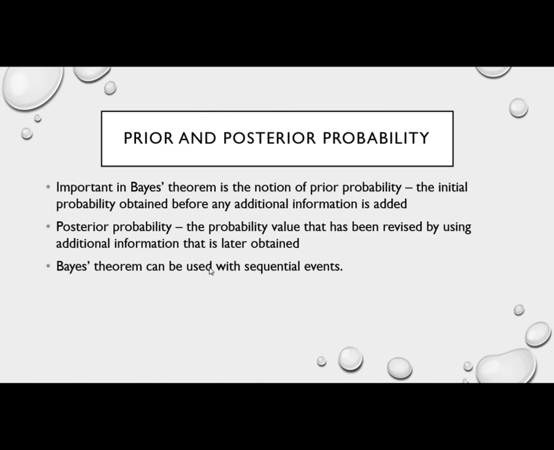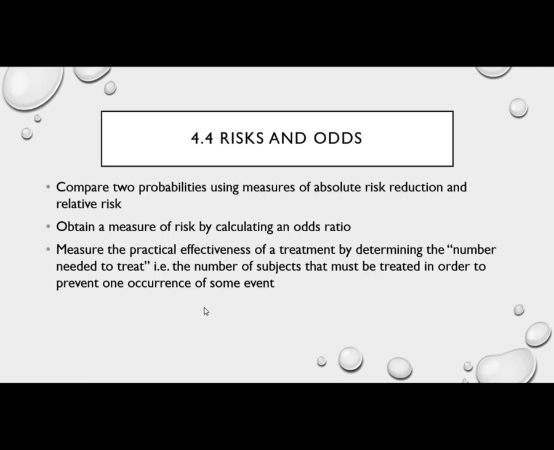Prior and posterior probability. It's important in Bayes' theorem, the notion of prior probability, the initial probability obtained before any more information is added, and the posterior probability, the probability value that's been revised by using additional information that's obtained later. Bayes' theorem can be used with sequential events. All right, so you'll see Bayes' theorem in practice in the sensitivity specificity PowerPoint.